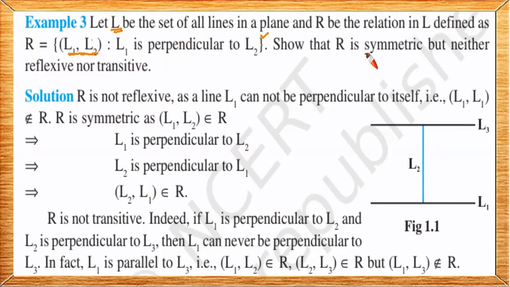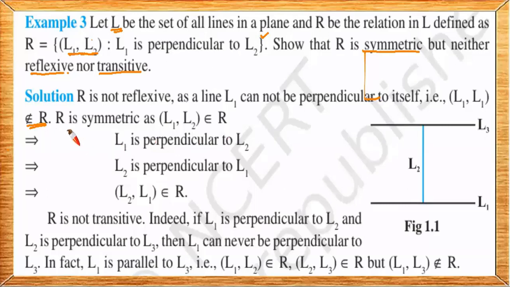Now we have to show this relation is symmetric but not reflexive nor transitive. So here we see its solution. R is not reflexive as any line cannot be perpendicular to itself. So (L1, L1) does not belong to R, because any line cannot be perpendicular to itself.